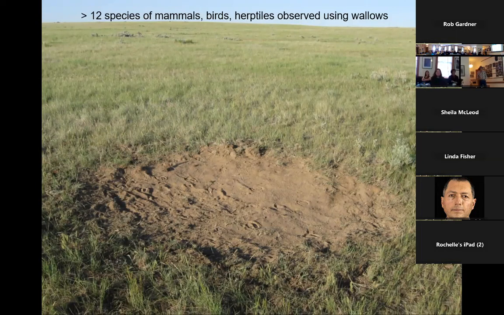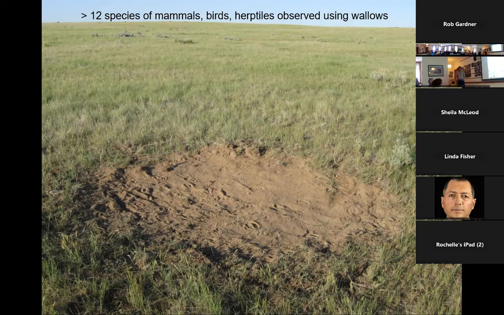There's 12 different mammals, birds, and coyotes in this photograph alone. And in the background, there's a different shade of green. Every one of those is an ancestral bison wallow that dates back hundreds of years, some of them a thousand years. An old wallow like that fills full of vegetation. A new one obviously gets beat up pretty good.